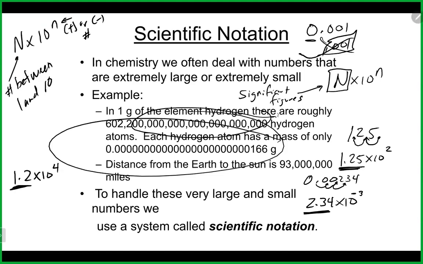By the way, if I needed to turn that into a decimal form or positional notation, I would need to take the 1.2 and move the decimal place this way, right? Because it's a positive, so it should be a larger number, and put zeros in there. And that would give me something maybe like that. Yes. If we have to go the other way.